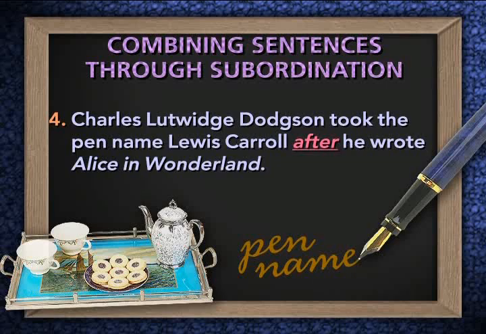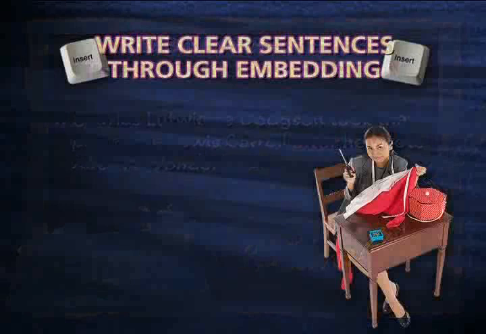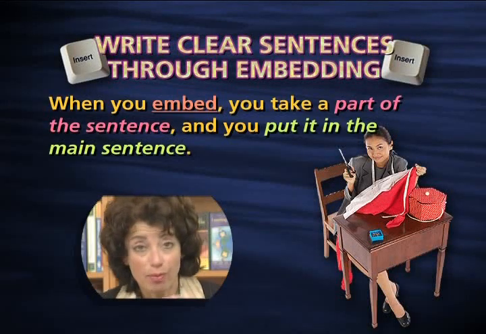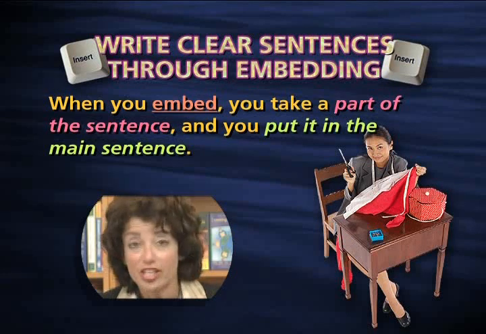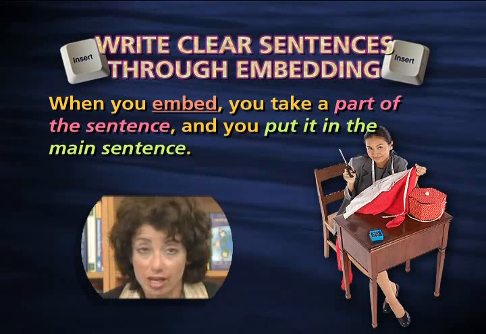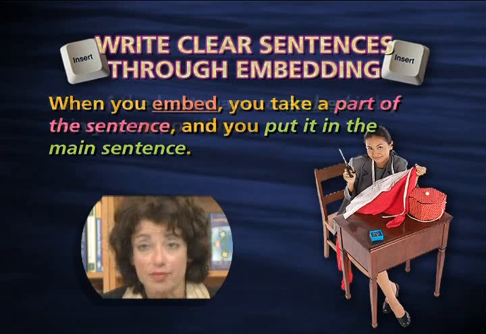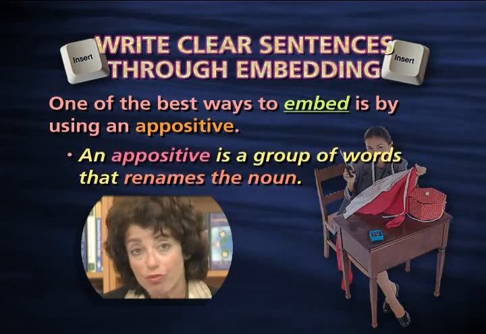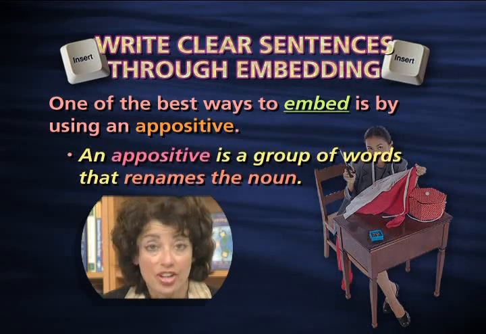One of the most effective ways to upgrade your writing is to use embedding. And when you embed, you take a part of the sentence and you put it in the main sentence. You literally place it in. That's what embed means. One of the best ways to embed is by using an appositive. An appositive is a group of words that renames the noun.